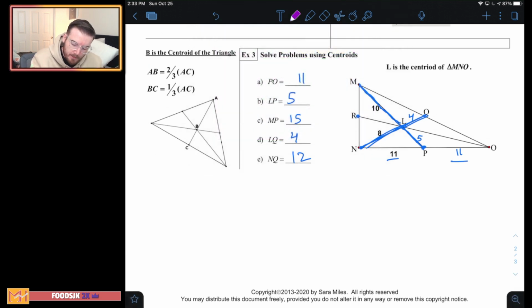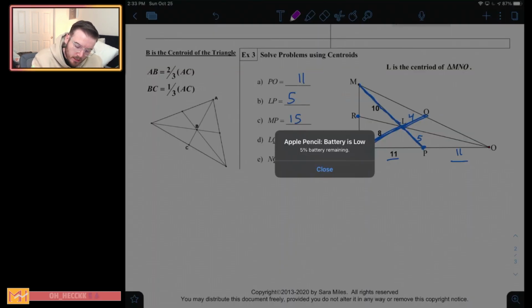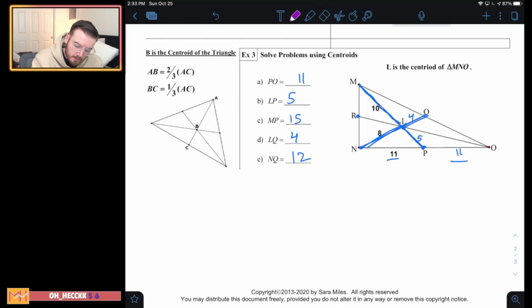Notice here in this example, we totally ignored RO. How about I come in here and tell you something? How about I make something up and I tell you RO is, what should I say? 18. Okay? RO is 18. How long is RL and how long is LO?